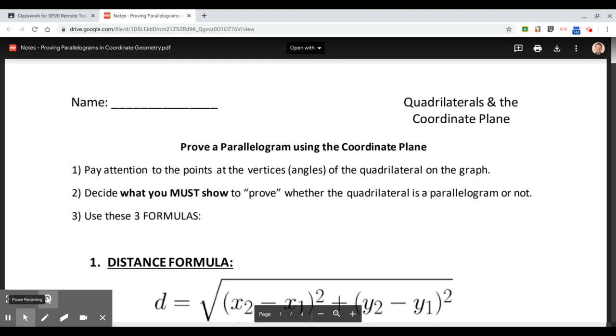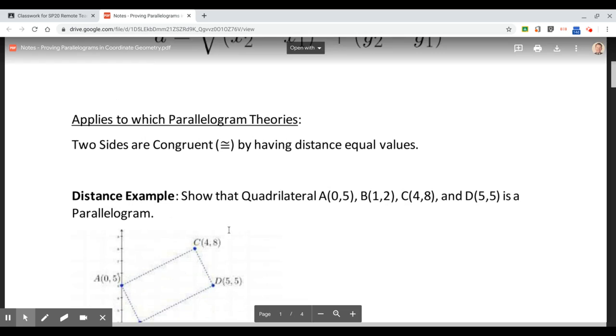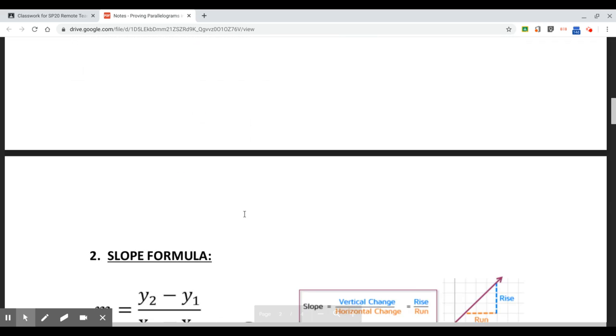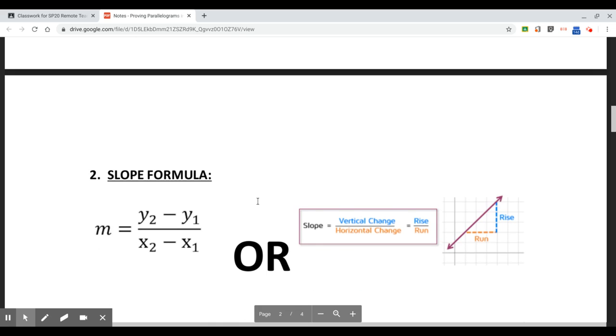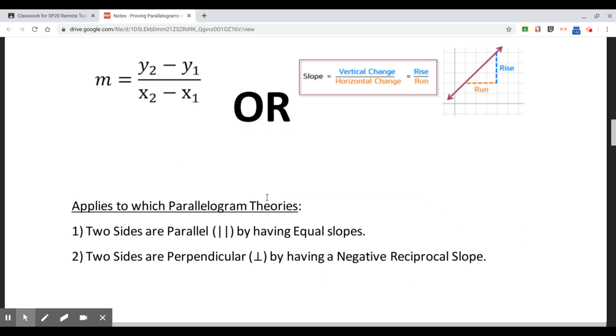It should be a 3-video series. This one is going to be specifically using slope to prove that a quadrilateral is a parallelogram in the coordinate plane using the XY axis. If you do not remember the slope formula or you don't understand it, please go back to the last lesson and review the slope formula, okay? Because this one, we really want to focus on how to use it to prove a quadrilateral is a parallelogram.